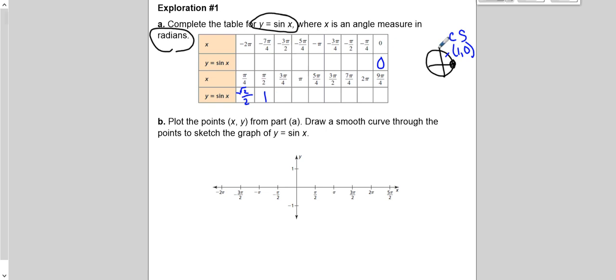All right, keep going. 3 pi over 4 is over here. What's the y coordinate? Rad 2 over 2. Keep filling them in. Pi is over here. What's the y coordinate? 0. Keep going. Fill them in. May want to pause your video. Fill these in. Keep going.